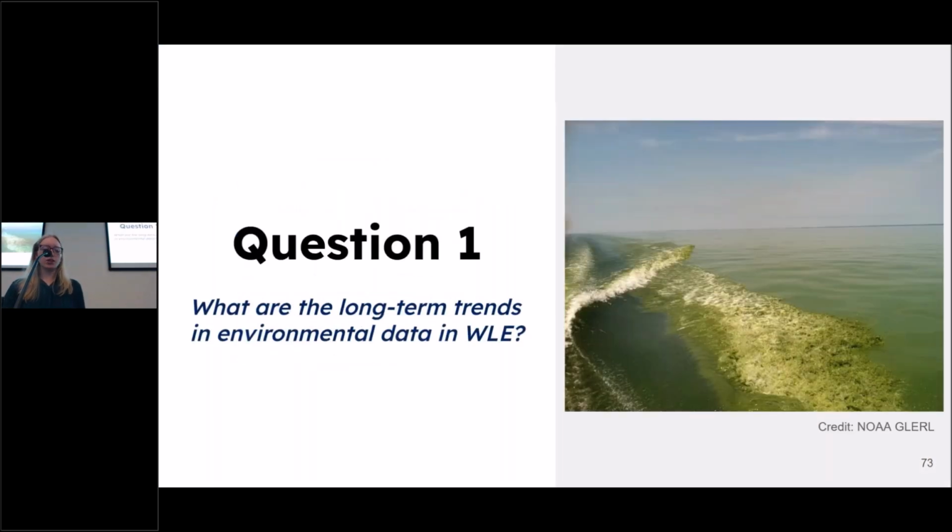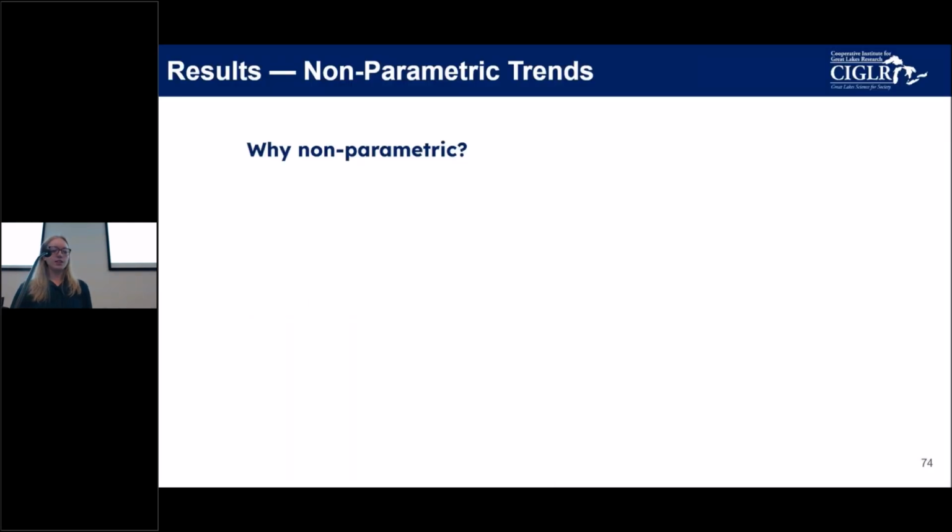So let's start with our first question, looking at some of the long-term trends in environmental data in Western Lake Erie. First off, why did we choose non-parametric methods for our statistical analysis? It doesn't assume a data distribution, which was really great for us because a lot of this environmental data we were looking at was not normally distributed.